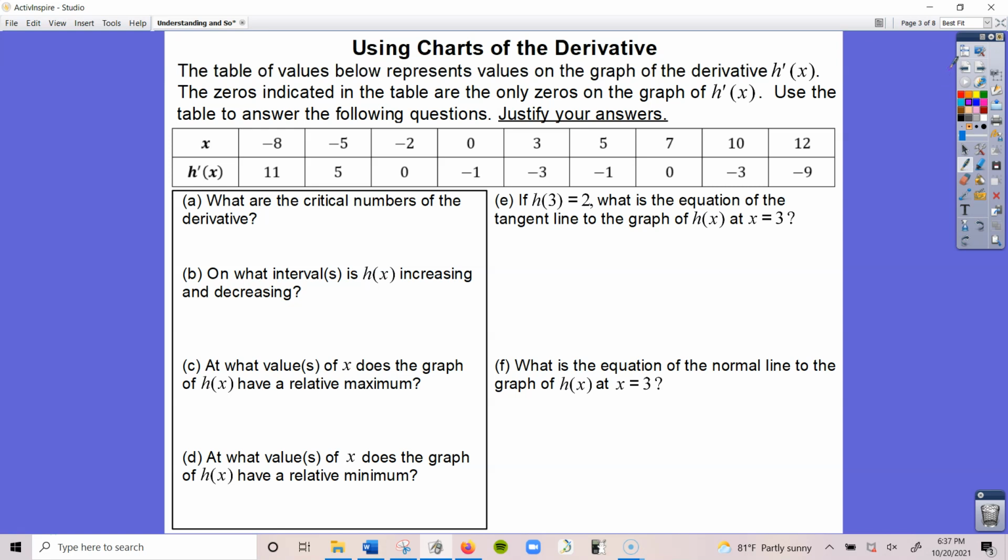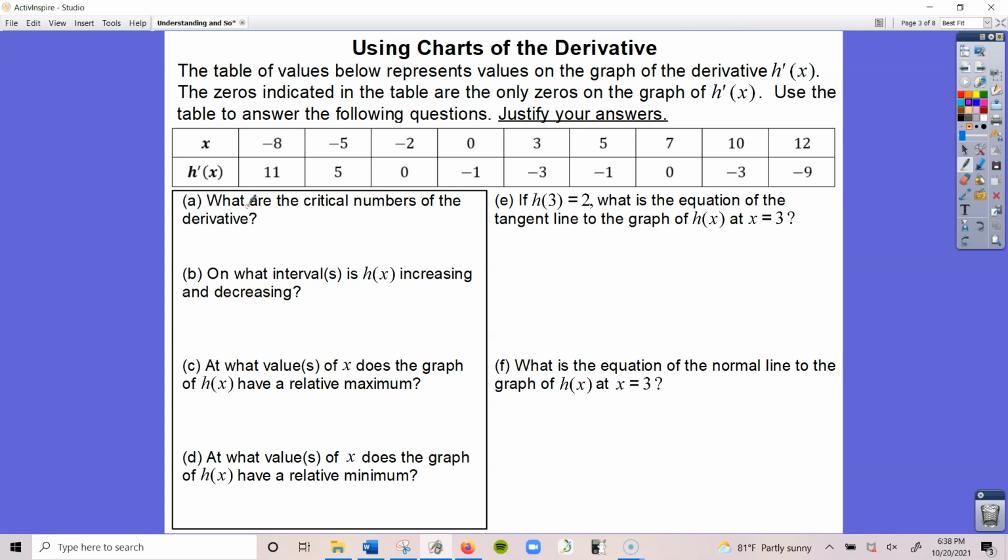Let's continue with charts a little bit. This time, our chart here has the values of x and a derivative h prime of x. It tells us here in the description that the zeros indicated in the table are the only zeros of the graph of h prime of x. And we're going to use the table to answer those questions.